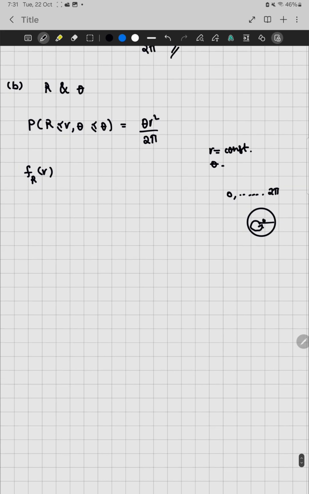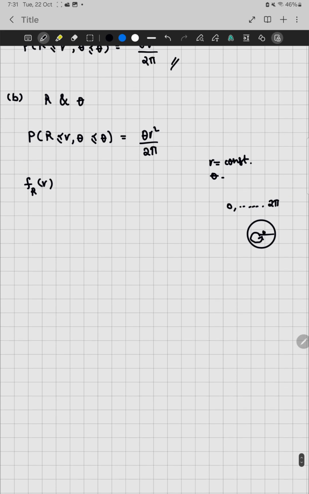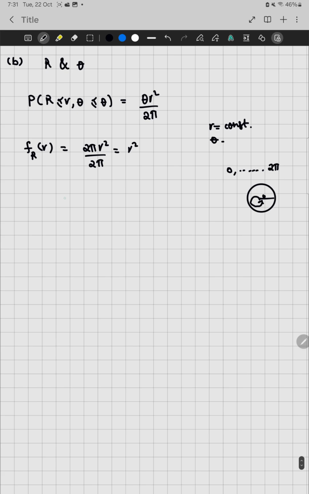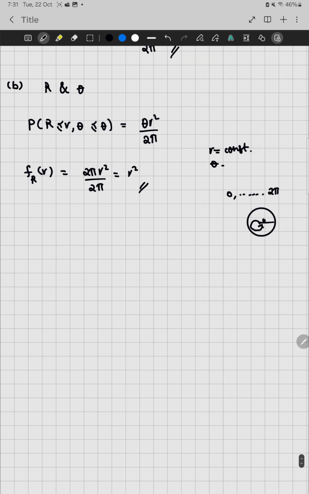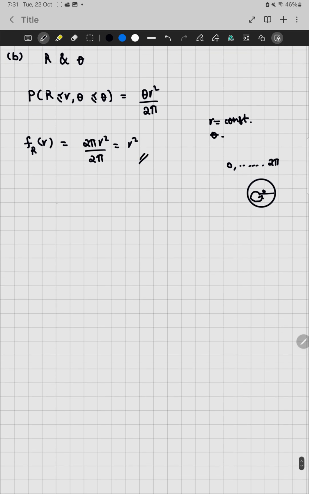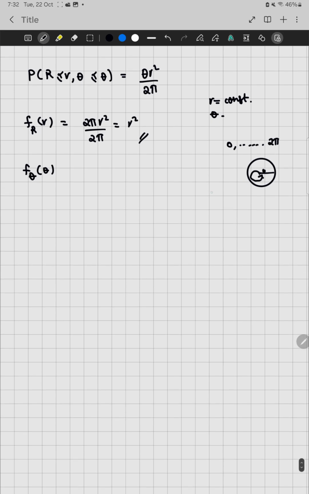So we will directly substitute the theta value as 2 pi. So it will be nothing but 2 pi r square by 2 pi, which is nothing but r square. So this is the marginal cumulative distribution function with respect to r. And for theta, it will be the same thing.